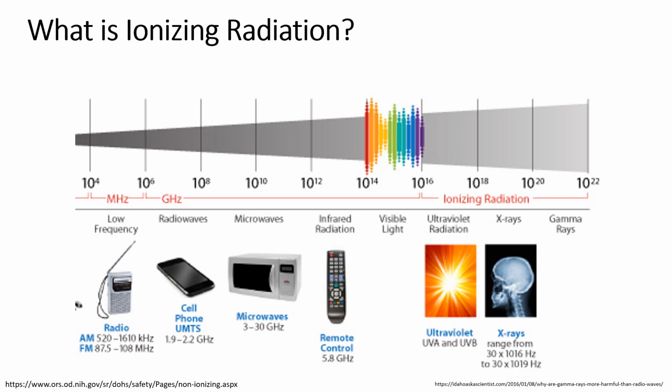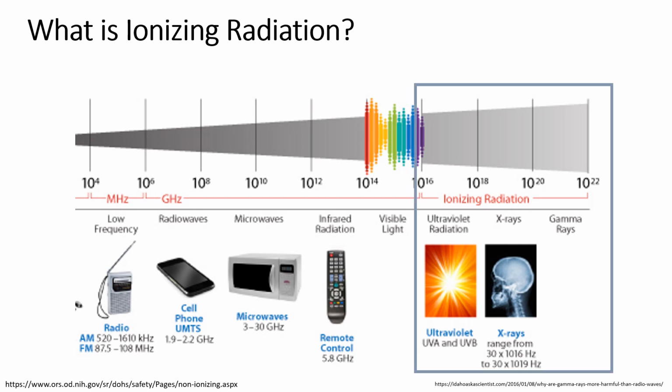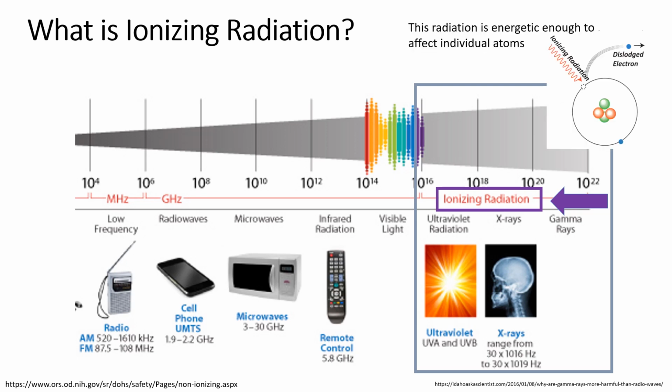And just to cover the basics, what do we mean by ionizing radiation? Well, light can be divided by energy, and we have radio waves, microwaves, infrared, and then visible light, and then we have what we would call ionizing radiation. This radiation includes ultraviolet, X-rays, gamma rays, and the main characteristic here is that the photons are energetic enough to affect individual atoms, right? So you can have ionizing events that happen in individual atoms when this radiation interacts with an atom.